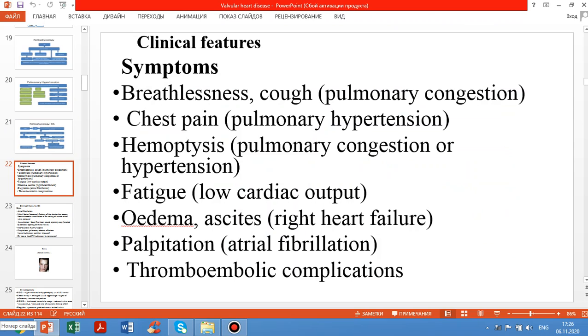Clinical features, symptoms: breathlessness, cough due to pulmonary congestion, chest pain due to pulmonary hypertension, hemoptysis due to pulmonary congestion or pulmonary hypertension, fatigue due to low cardiac output, edema and ascites due to right heart failure, palpitation due to atrial fibrillation, and thromboembolic complications.